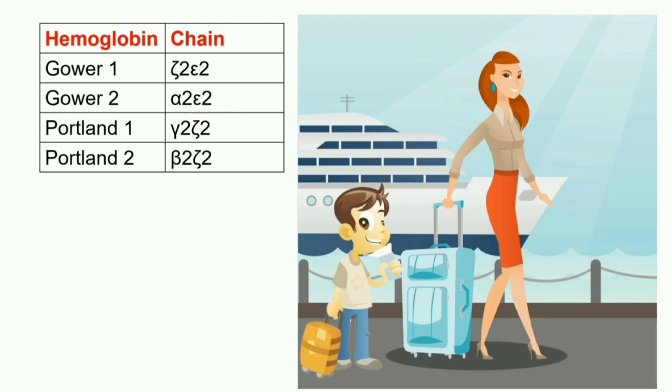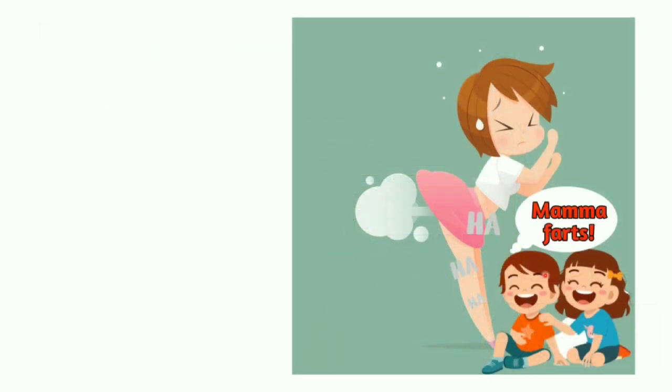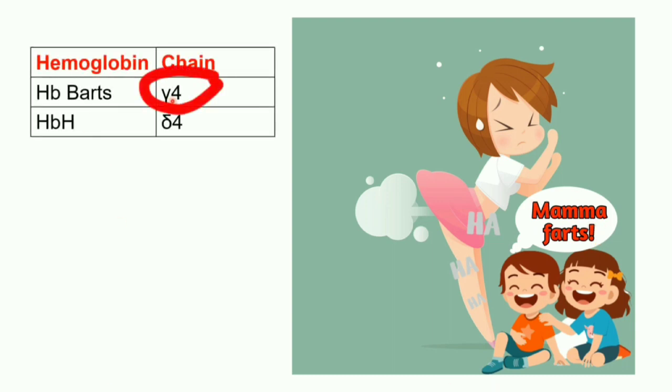Finally, people get confused between what chains form hemoglobin Barts and what form HbH. Remember this picture. It says mamma farts. Farts for Barts. Or tetramer of gamma chain is Barts. And therefore, tetramer of beta chain is HbH.